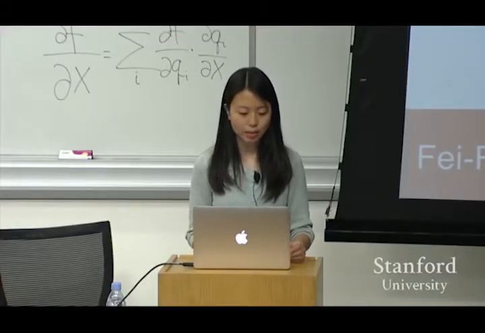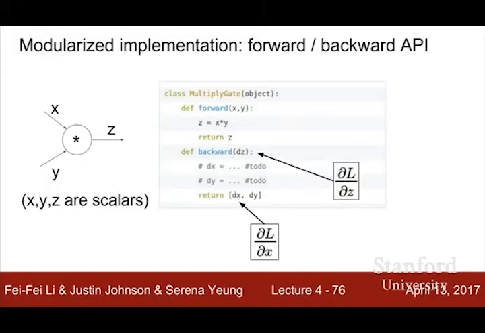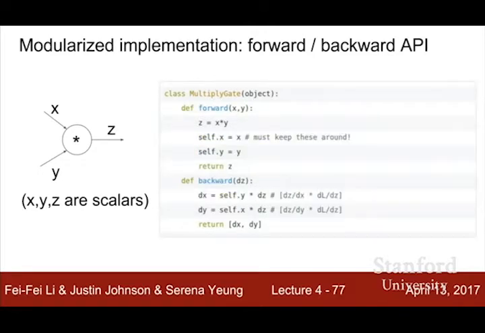Okay, and so if we look at the implementation for a particular gate, for example this multiply gate here, we want to implement the forward pass, right? So it gets x and y as inputs and returns the value of z. And then when we go backwards, we get as input dz, which is our upstream gradient, and we want to output the gradients on the inputs x and y to pass down. So we're going to output dx and dy. And in this example, everything is back to the scalar case here.